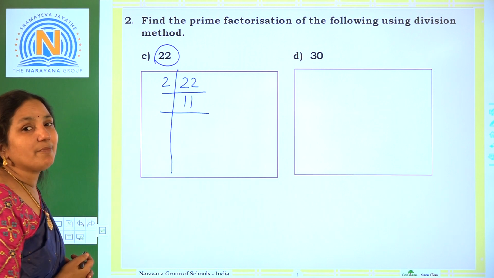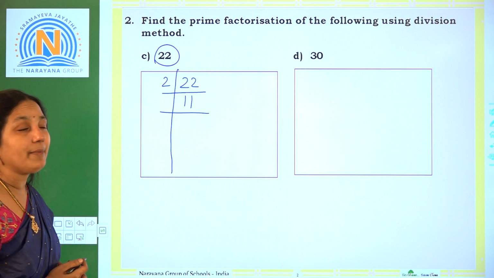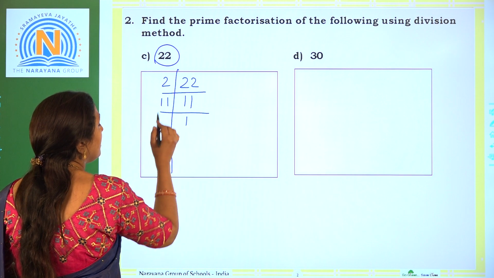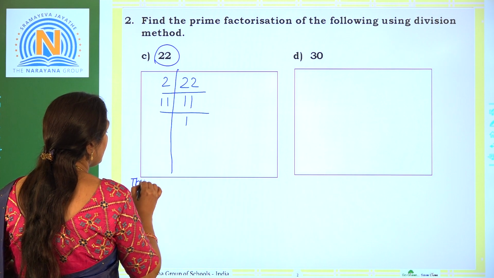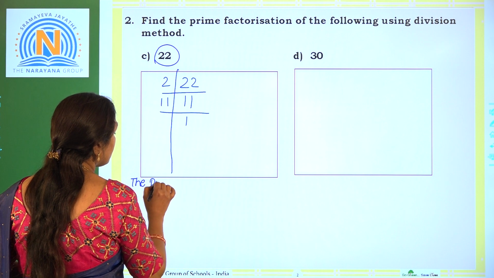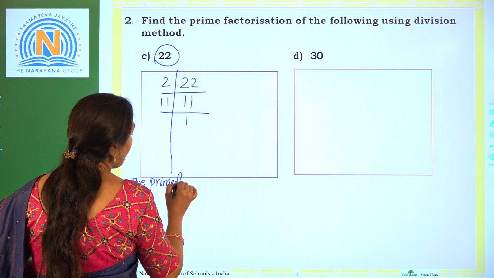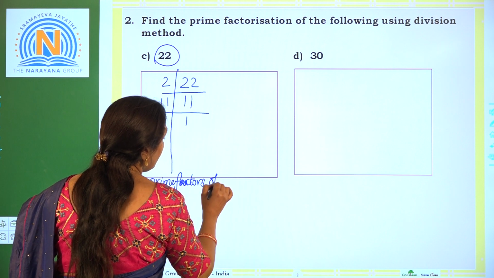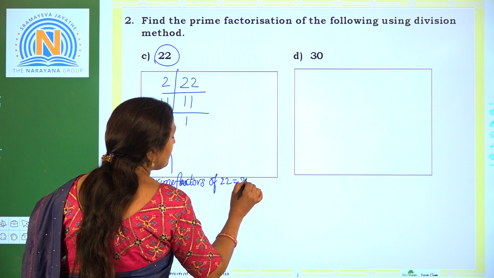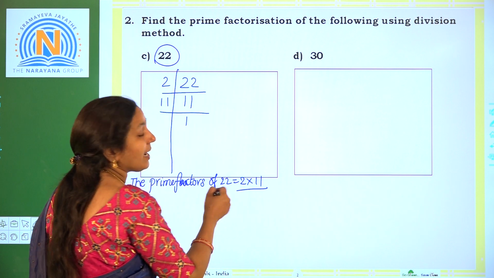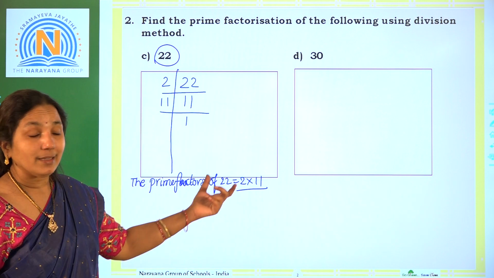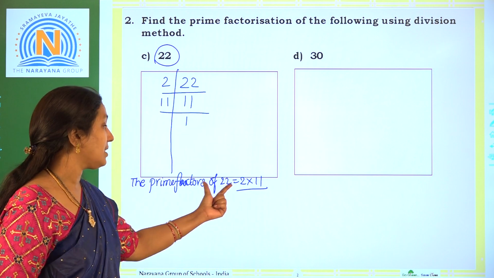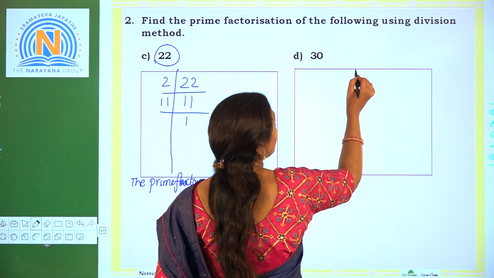11 is what type of number? 11 is a prime number. 11 is divisible only by 1 and 11. So the prime factors of 22 equal 2 into 11. 2 11s are 22. While multiplying, the product of the prime numbers will give the given number. Now coming to 30, children.